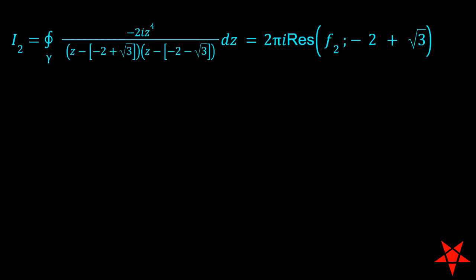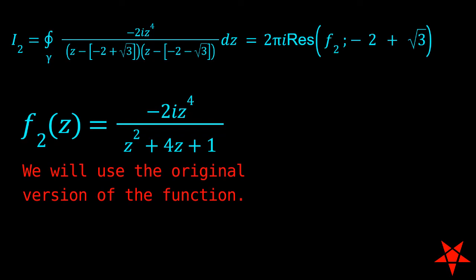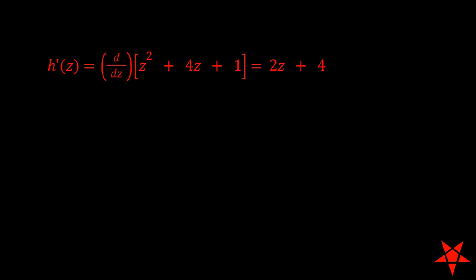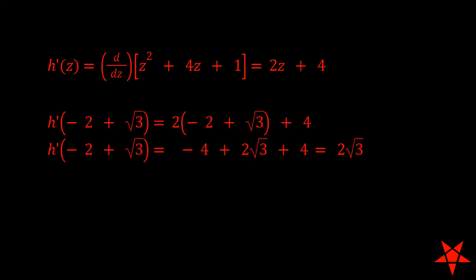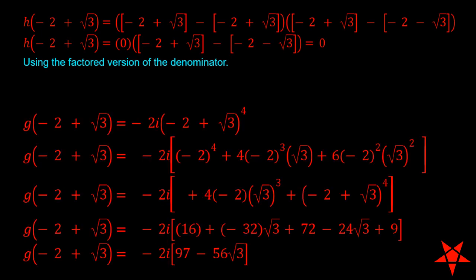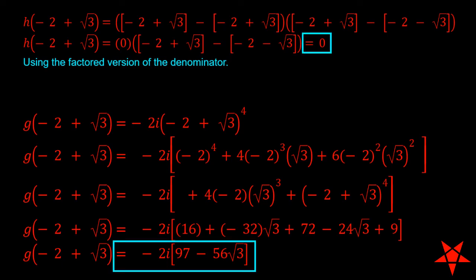In order to determine which method to use for calculation of the residue, we will separate f2 into functions g and h for the numerator and denominator respectively. We will momentarily be using the original form of the denominator of f2 since it is easier to work with. Upon taking the derivative of h and evaluating it at minus 2 plus root 3, we see that it is non-zero at the singularity. Evaluating h and g at z equals negative 2 plus root 3, we see that h is 0 and g has a non-zero value at the singularity.